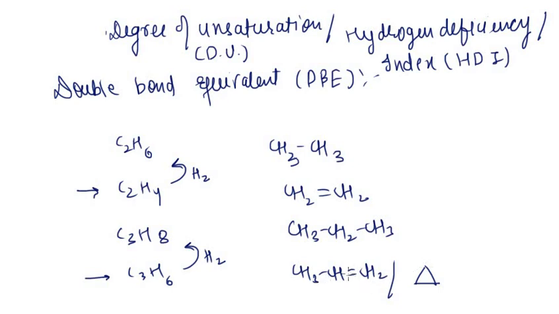We're going to see nomenclature later on, how we name them. So that is called the double bond equivalent. It has 1 DBE, one double bond equivalent. It also has one double bond equivalent, 1 DBE. Now, what is the definition of double bond equivalent?